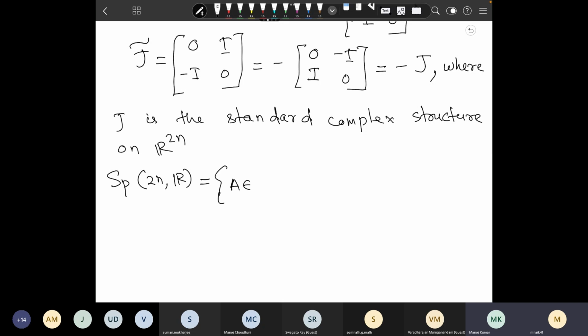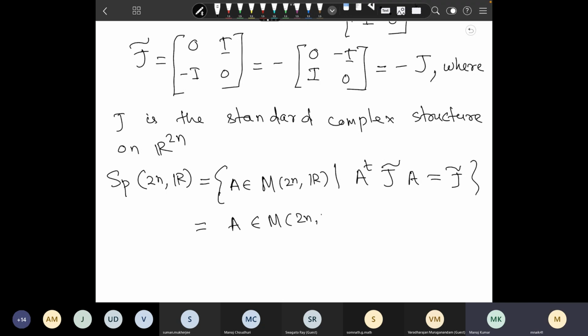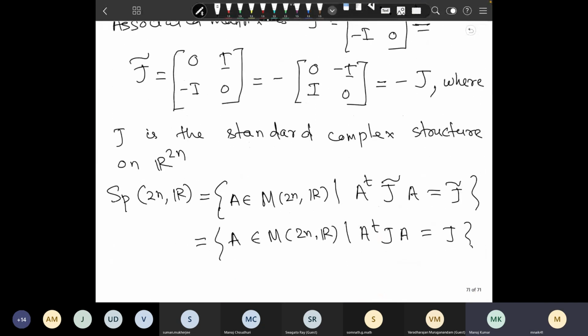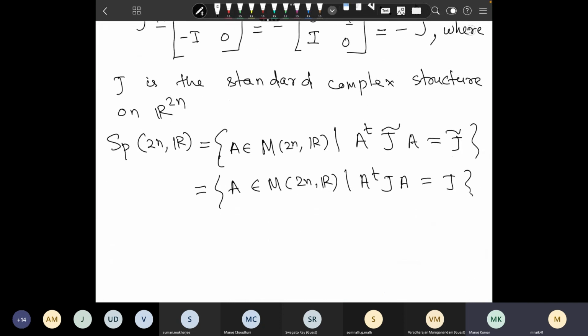So what we get is that Sp(2n,R) is equal to the set of A belonging to M(2n,R) such that A transpose J tilde A is equal to J tilde. But since J tilde is equal to minus J, you can also write this as A in M(2n,R) such that A transpose J A is equal to J. So this is the symplectic group, the non-compact real symplectic group.